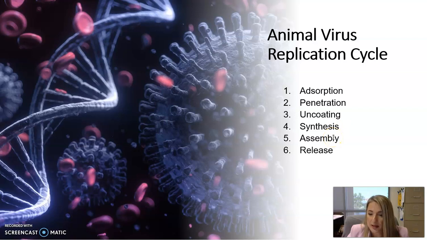Assembly is when you put together all the parts of the virus to make mature viruses, which we often refer to as virions. And then ultimately release. The host cell is going to release all the new viruses so that those viruses can go bind to new host cells and the whole process can start all over again.